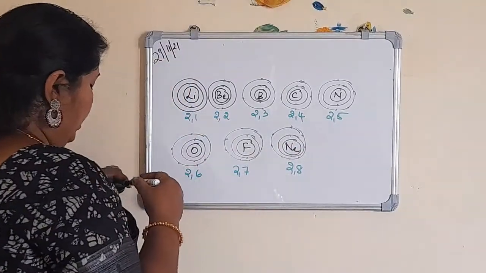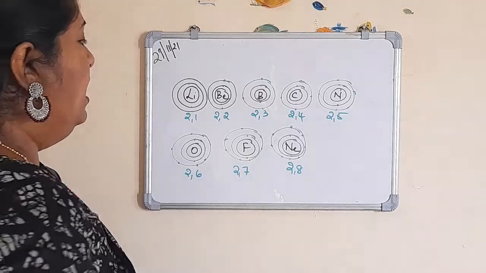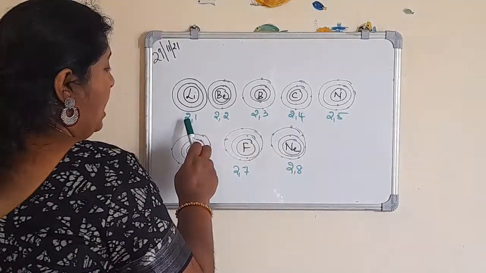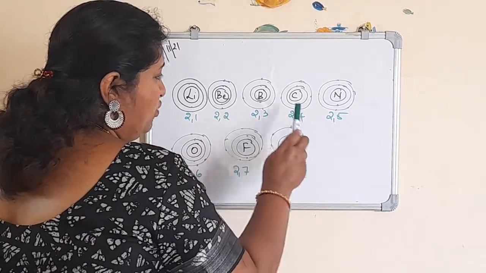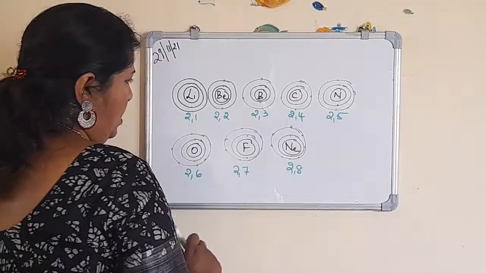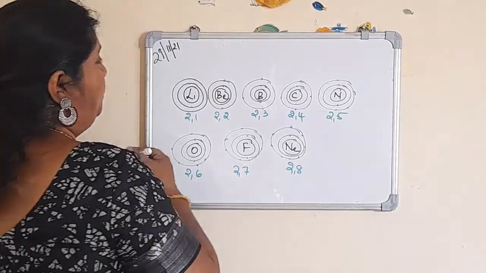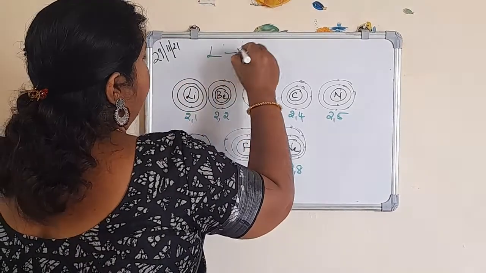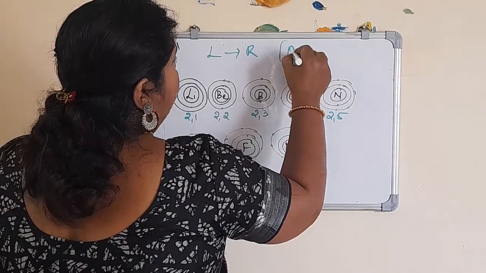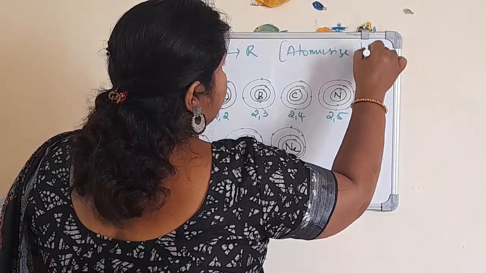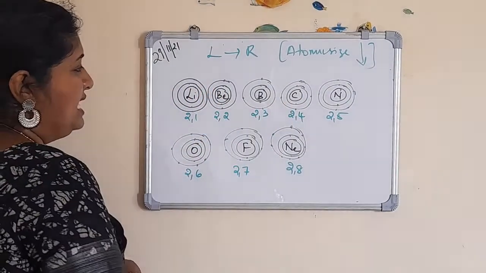Okay. So here, left to right across the period, we can see that the number of shells remains the same, but the number of negatively charged electrons keeps on increasing. So what I told you about the atomic size: as we move from left to right across the period, atomic size decreases.